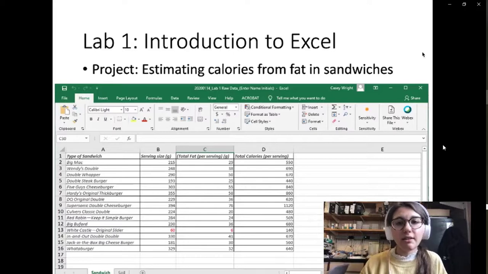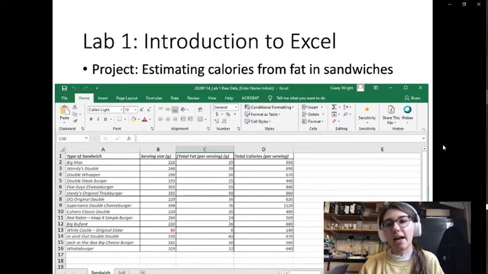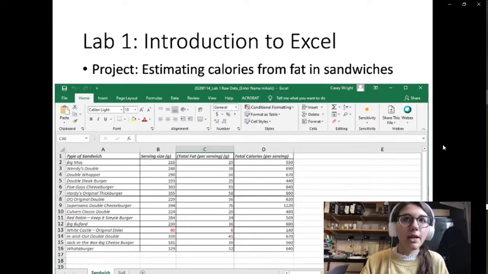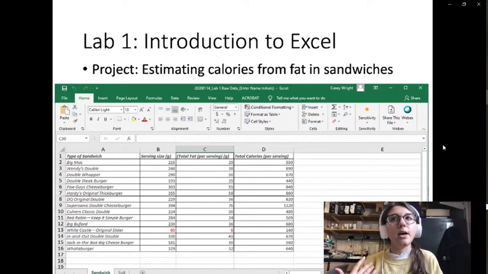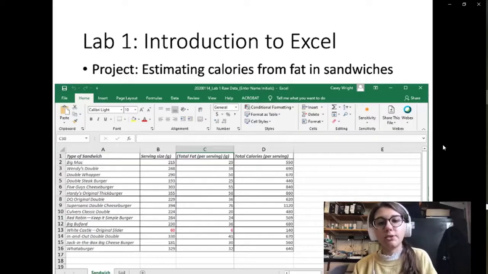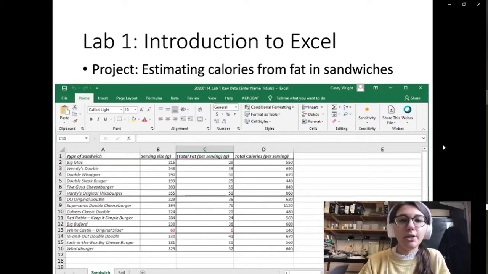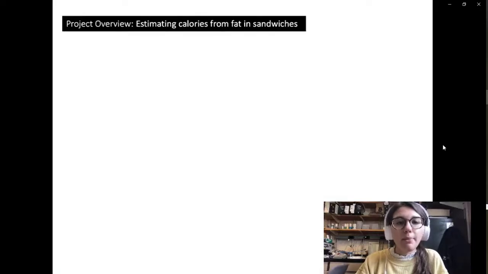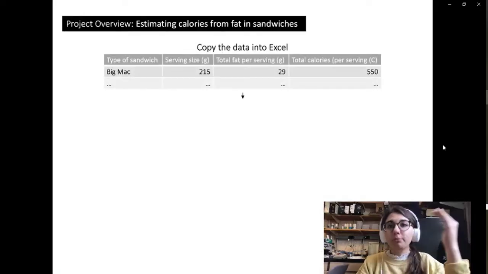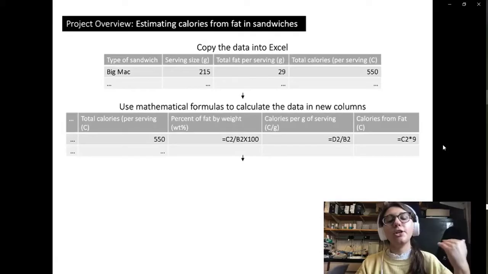What that's going to look like for this lab is we're going to be working on the project called Estimating Calories from Fat in Sandwiches. You're going to be given a raw data set, and from that data set you are going to not only input different equations and different ways to calculate different things, but also find a trend line from what is given for you.